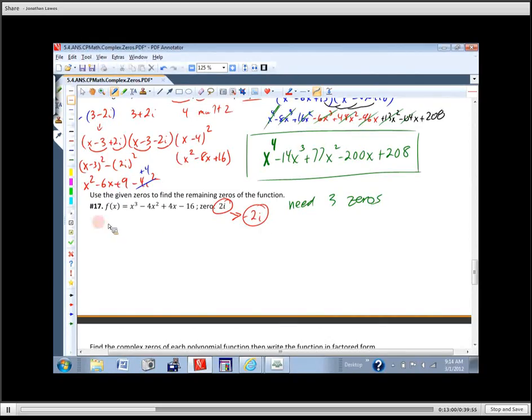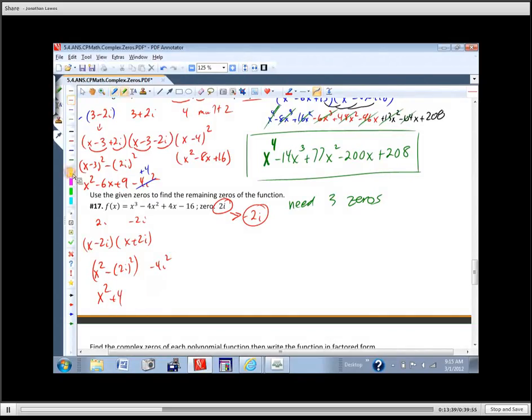If you said, look, 2i is a zero, and negative 2i is a zero, so what factor comes from this? x minus 2i and x plus 2i, right? Well, we could multiply the two of those together and make a factor. That's going to be x squared minus 2i squared. Difference of squares. So that's going to be x squared, and that would be minus 4i squared. What would that count as? Plus 4.